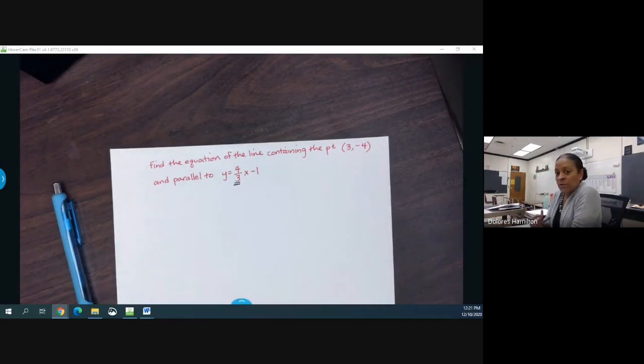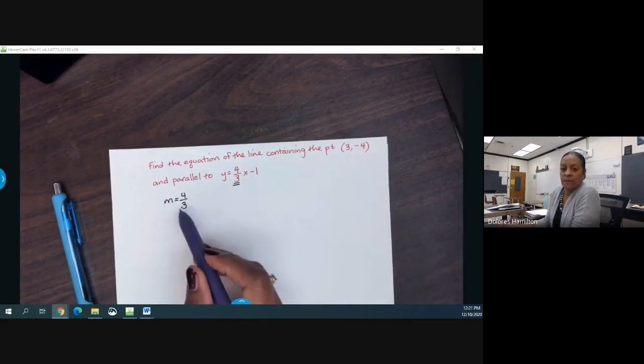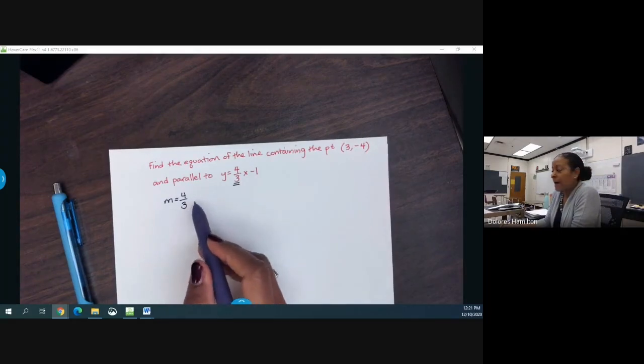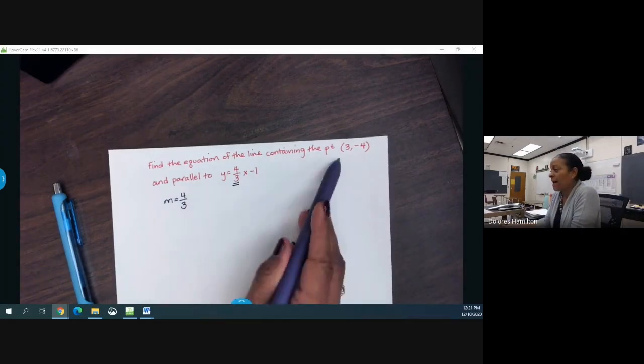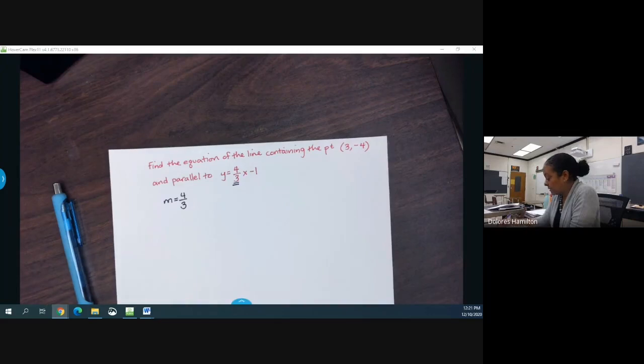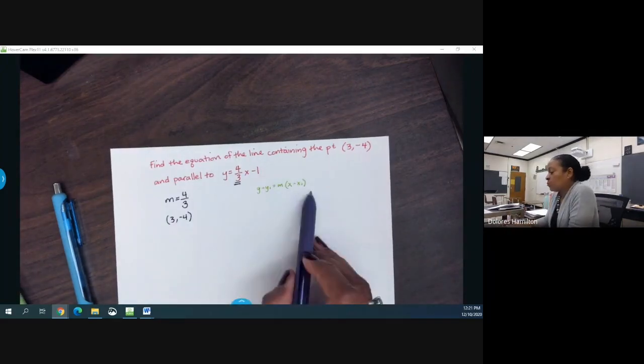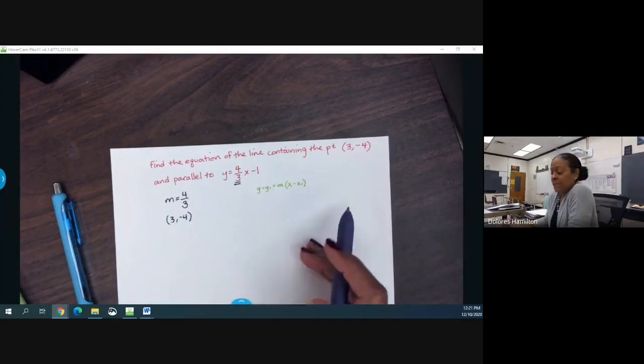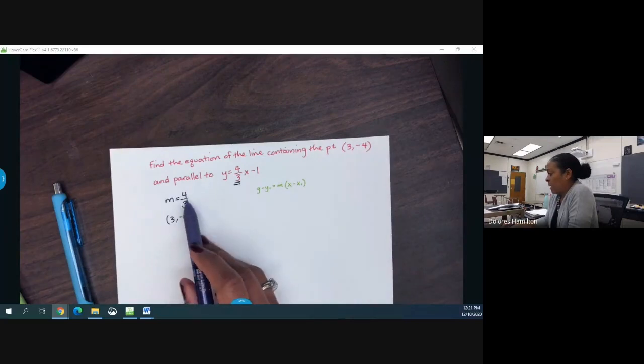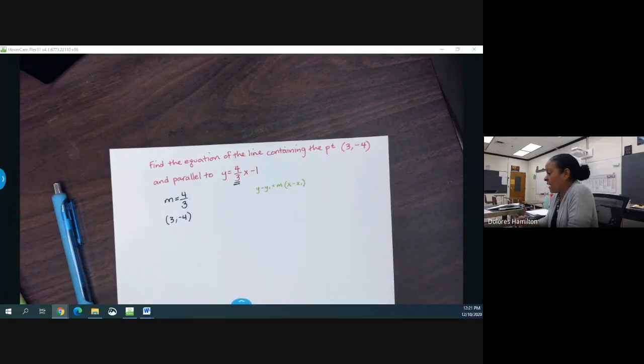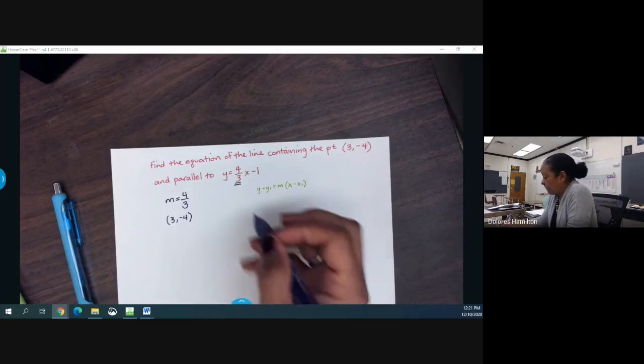What we're going to use the original line for is its slope. This immediately tells us that we have a slope of 4/3. Next, we're going to use the fact that it has to go through that point. So this is where our point-slope equation comes in handy. We have the point and we have our slope. So we're going to write this in point-slope form.